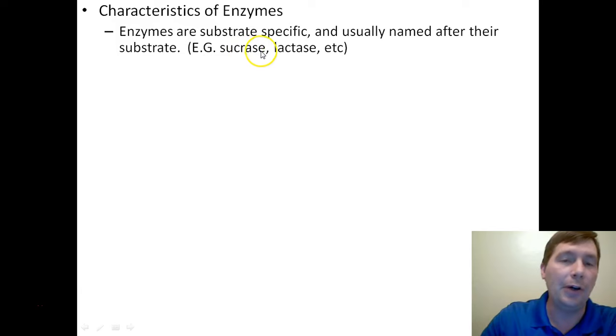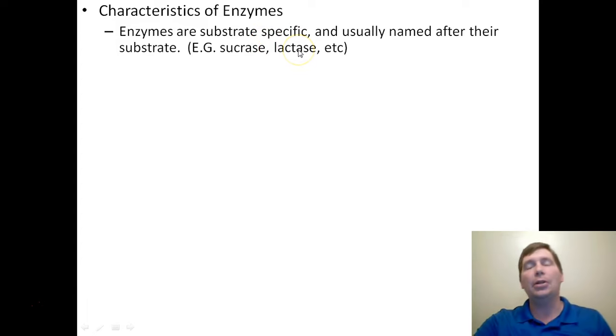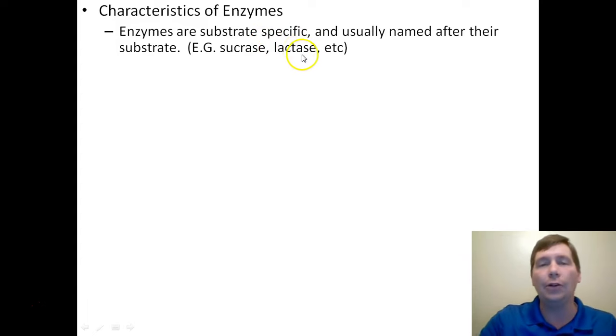Here's a hint. If you ever see something in biology and it ends in ASE, you're probably talking about an enzyme. So sucrase, lactase, galactase, these are all different enzymes. So if it ends in ASE, it's probably an enzyme. And the first part of it is telling you what it works on. So the enzyme sucrase breaks apart the sugar sucrose. The enzyme lactase breaks apart the sugar lactose.